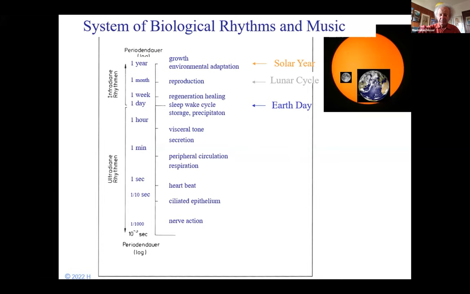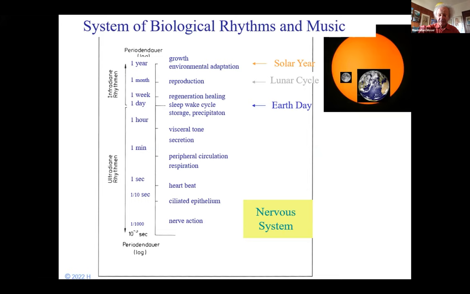But then we have some inner cycles, and it's very interesting to observe these inner cycles. The fastest ones are the nervous system cycles. That means, for example, the action potential of the nerve, which is about 1/1000th of a second, or also the slower waves like alpha waves in the brain. These are intrinsic for the nervous system. And the nervous system is very fast and therefore very close to death because it doesn't have the possibility to generate energy or even to store energy.